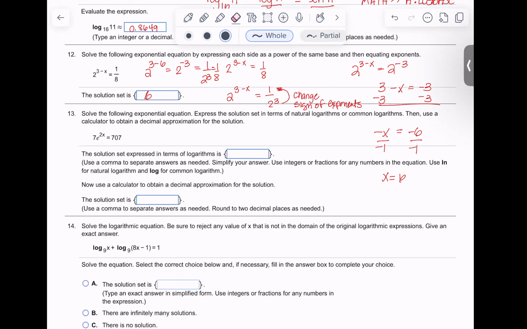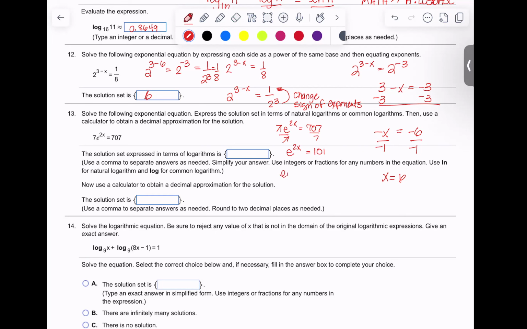And as I said in class, in all of these problems that I have ever encountered in this book, the number on the right will be divisible by whatever that coefficient is. And 707 is divisible by 7. So we're going to divide both sides by 7. 7 over 7 cancels. I get e to the 2x is equal to 101. 707 divided by 7 is 101.